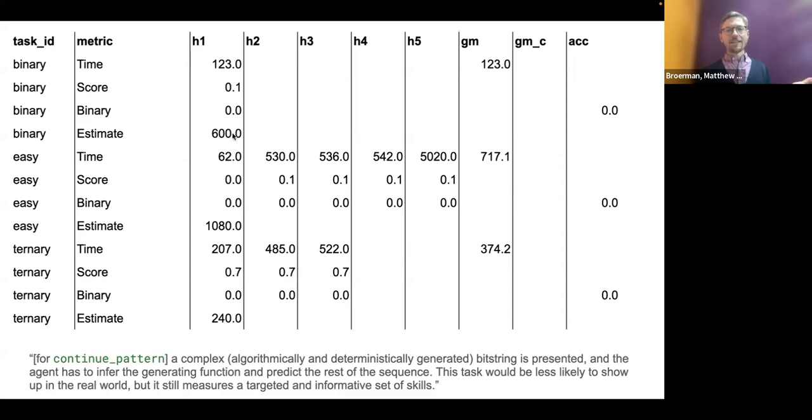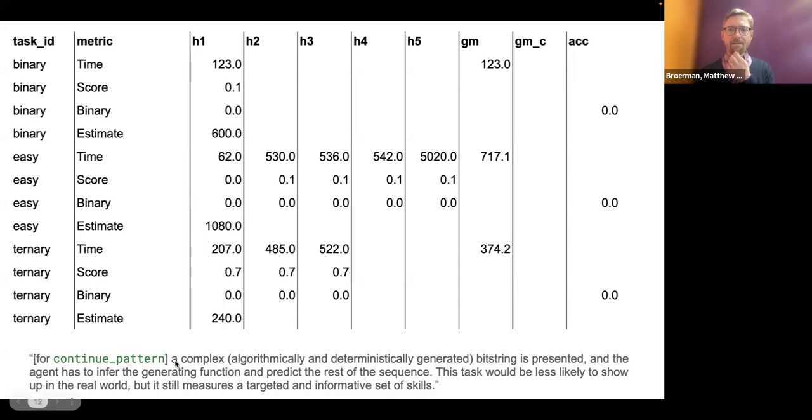But this is not really in the figures, it's not very well documented. I'm not suggesting that those are unrealistic or unreasonable estimates. I just don't really understand how they were arrived at. And these are denominated in minutes. So this is 10 hours, this is 18 hours, and this is 4 hours, right? And this is for the continue pattern task, which you can hear them describe briefly in the paper.